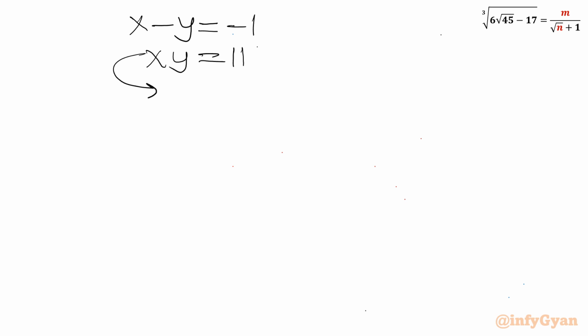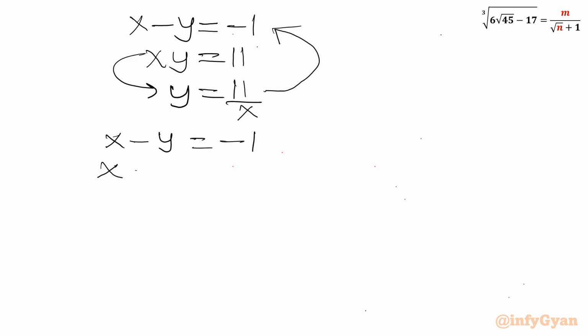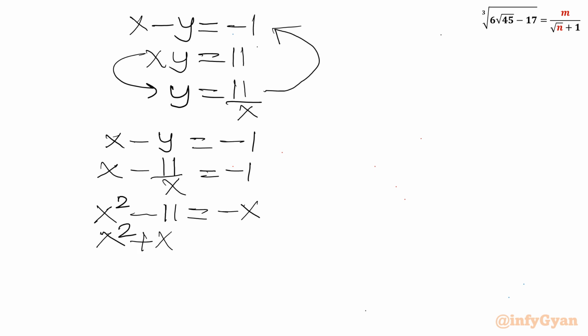So from this equation I can write y equal to 11 over x, which I will apply in the equation x minus y equal to negative 1. Let's apply: x minus 11 over x equal to negative 1. Multiply this equation by x. So x square minus 11 equal to minus x. I can write x square plus x minus 11 equal to 0.